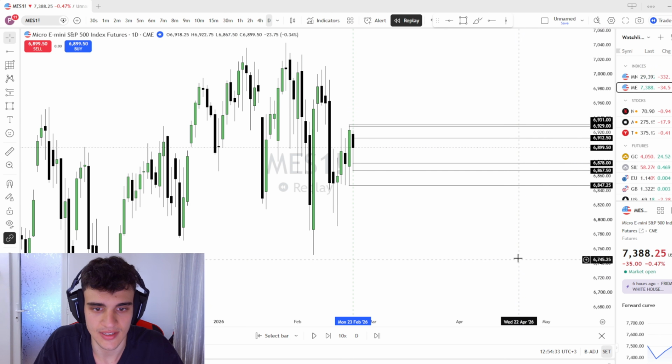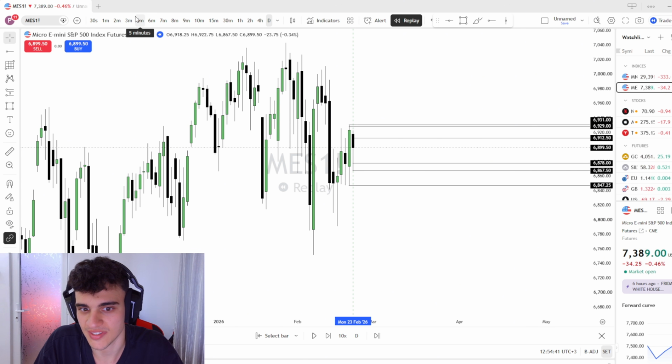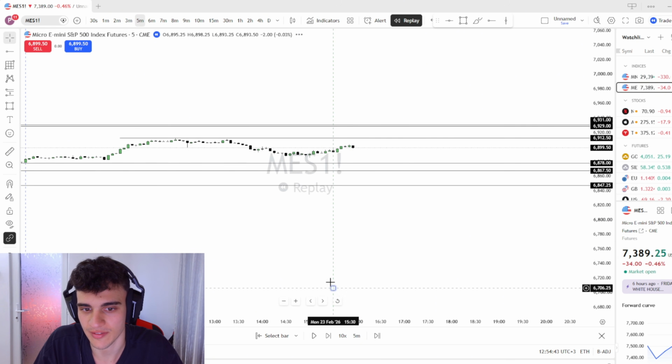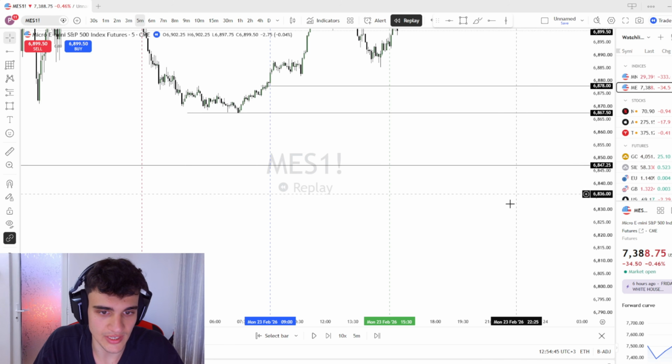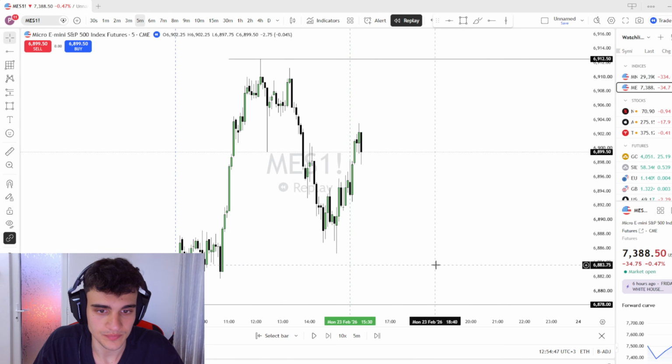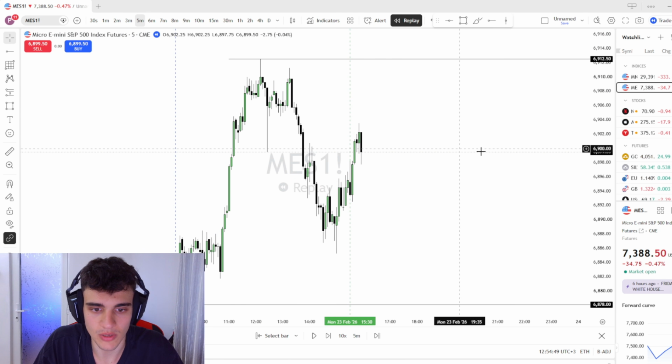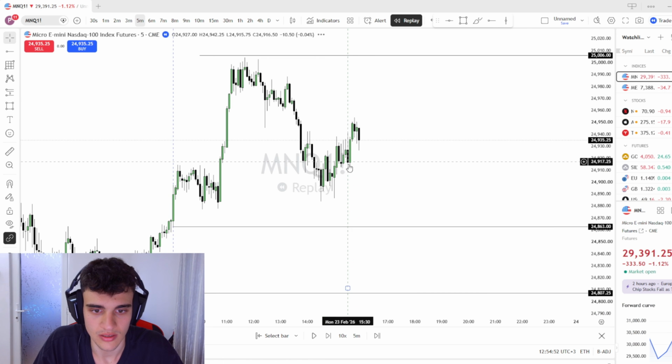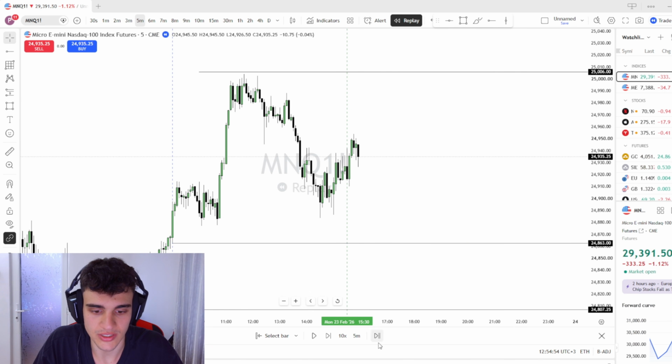On the daily, it looks bullish, but it's still bearish because we didn't break structure. So yeah, let's see. Well, market open not so volatile on both actually. Let's see if something happens.